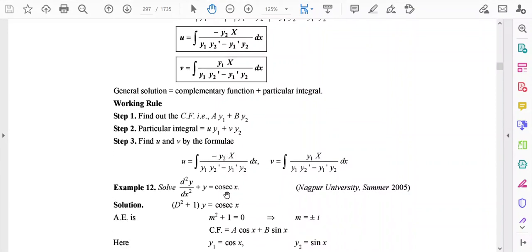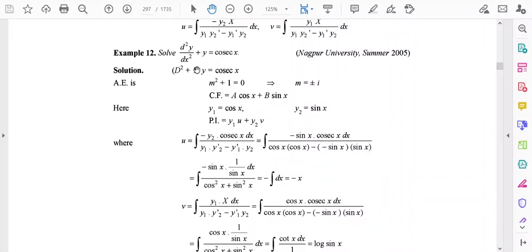So let us take an example. Suppose d²y/dx² + y = cosec x. We can write this equation in the form (D² + 1) y = cosec x. At first let us find the auxiliary equation, m² + 1 = 0, so m = ±i. We know how to find the auxiliary equation; in the previous lecture we have already discussed it.